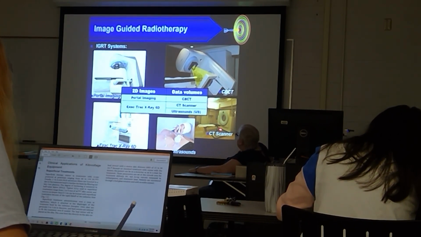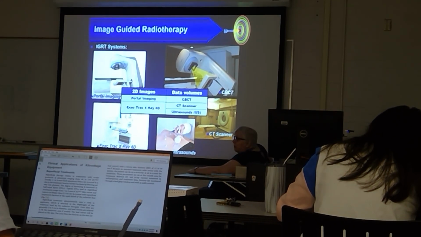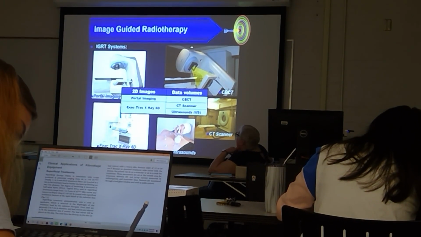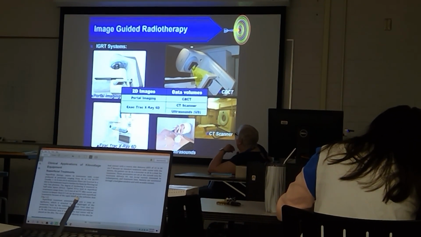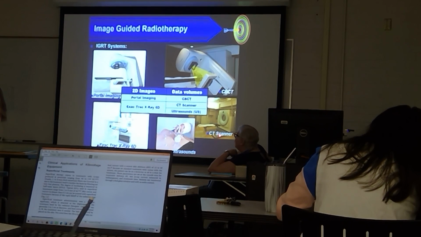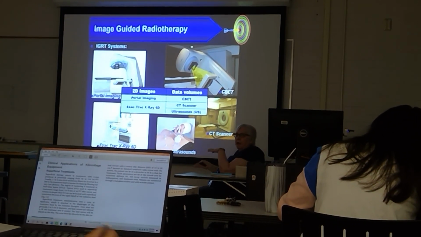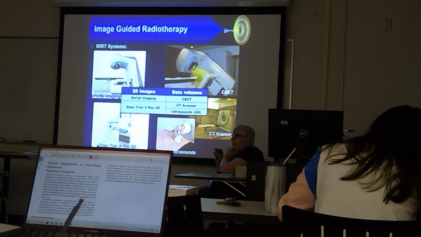CBCT is right before treatment, like literally right before treatment, whereas that one is another time, another place. The reason we say that CT cannot be used as IGRT is that you'd have to take the patient off the treatment bed, put them on the CT scanner, and do it that way. And that is not IGRT because it has to be there.